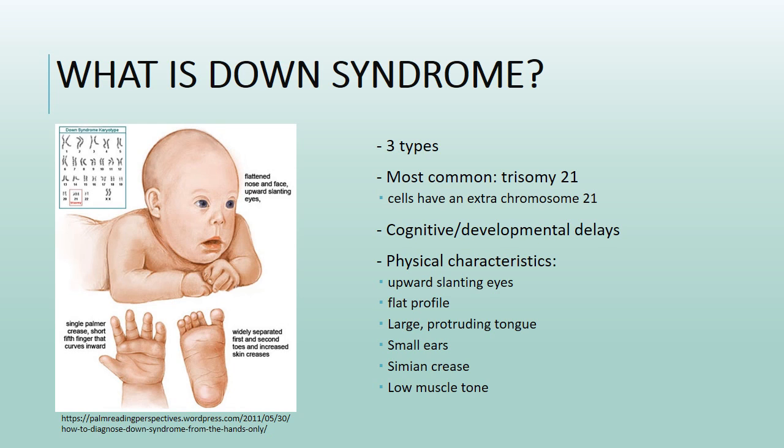There are 3 types of Down syndrome. 95% of people with Down syndrome have trisomy 21, where all cells have an extra chromosome 21. People with Down syndrome usually have cognitive and developmental delays, along with telling physical characteristics. These characteristics include upward slanting eyes, a flat facial profile, a large protruding tongue, small ears, simian crease, which is a single deep crease along the palms, and low muscle tone, just to name a few.